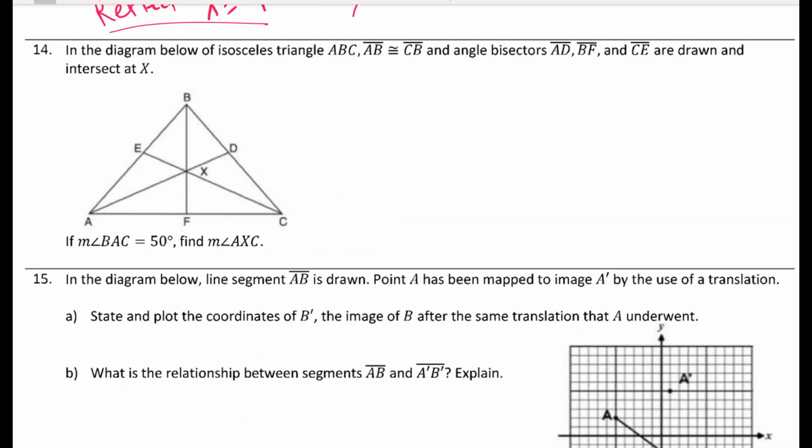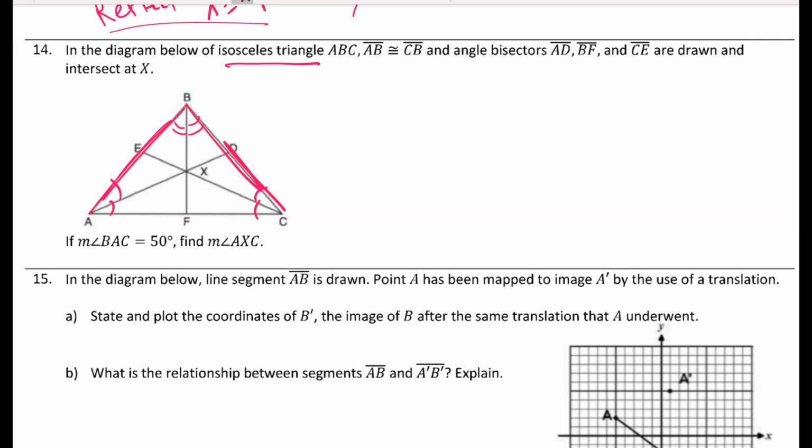Number 14. In the diagram of the isosceles triangle below, AB is congruent to CB, and angle bisectors AD, BF, and CE are drawn. If AD is an angle bisector, that means that angle is congruent to that angle, and that angle is congruent to that angle, and CE, let's see, where's the other one? BF. So this angle is congruent to that angle as well.